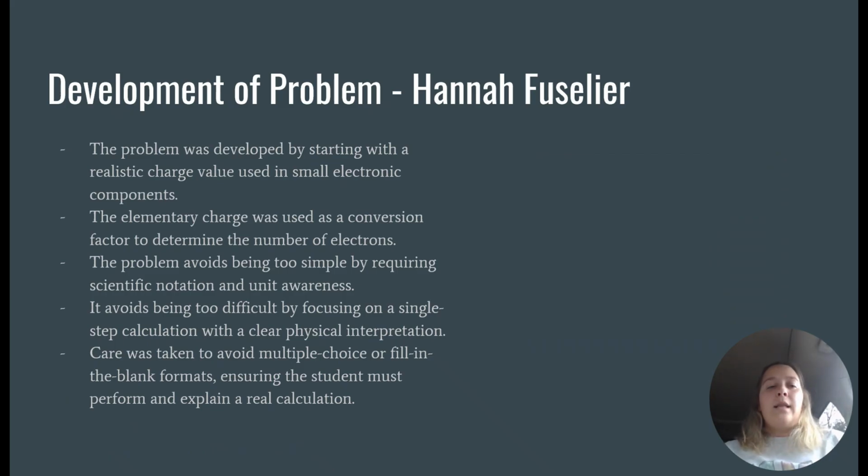Development of the problem. The problem was developed by starting with a realistic charge value used in small electronic components. The elementary charge was used as a conversion factor to determine the number of electrons. The problem avoids being too simple by requiring scientific notation and unit awareness. It avoids being too difficult by focusing on a single-step calculation with a clear physical interpretation. Care was taken to avoid multiple choice or fill-in-the-blank formats, ensuring the student must perform and explain a real calculation.